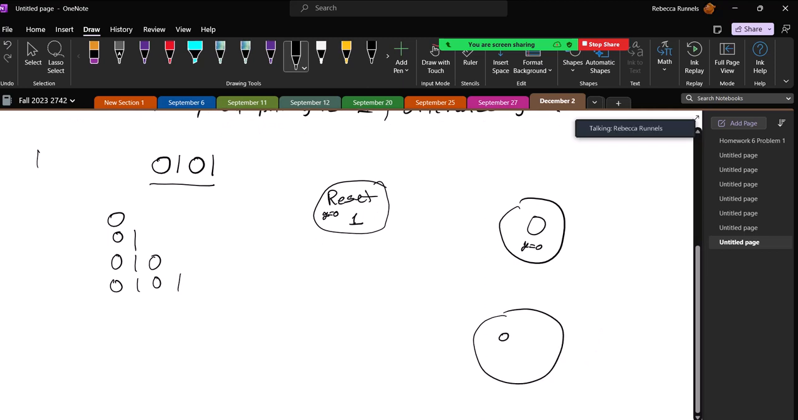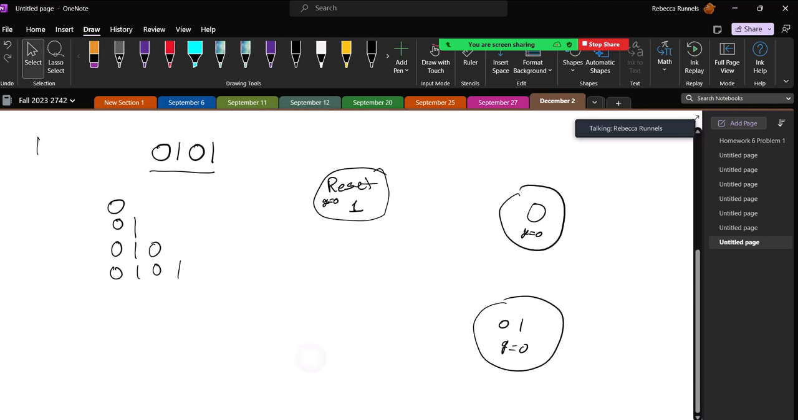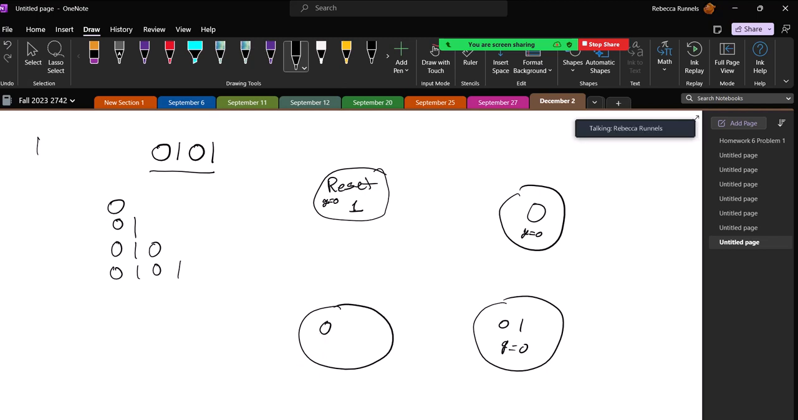Okay, then another step towards my goal would be to have a 0, 1, and that would be G equals 0. And then my next step would be 0, 1, 0, and G equals 0.